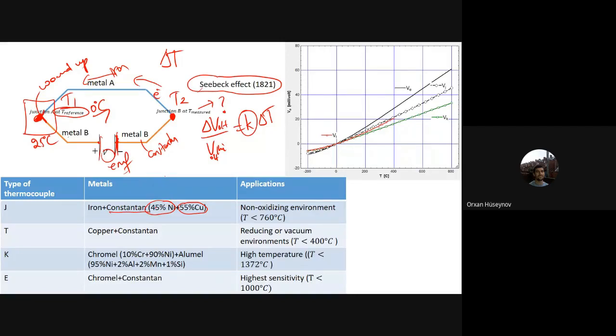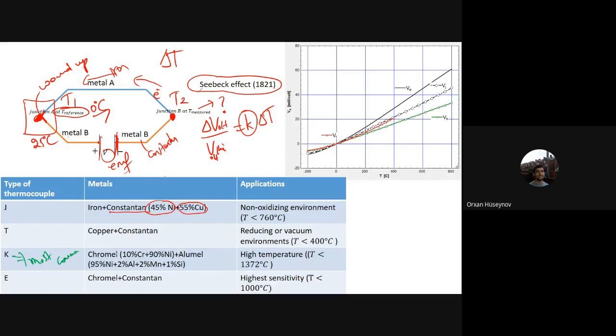Good. So you have the iron, you have the constantan, and this is the J type of thermocouple. You have copper plus constantan. Here, instead of iron, you use copper and constantan, and this is the T-type thermocouple. You have the K-type. This one is the most famous, most common. In our laboratory, we have K-type thermocouple and also J-type, if I remember correctly. We have both of these, J and K-type.